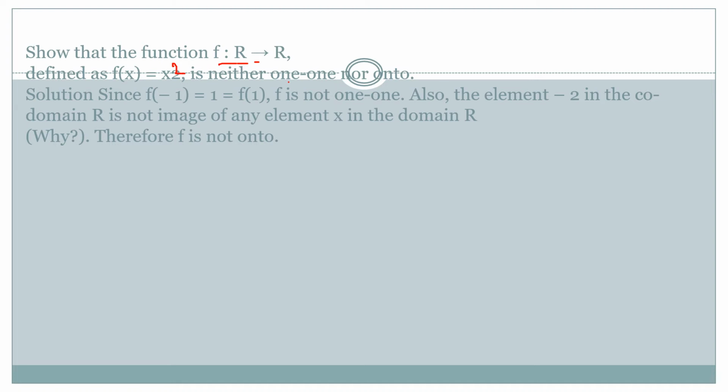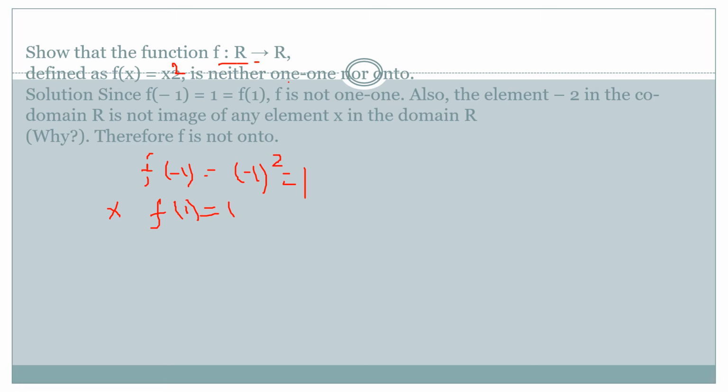What is the image of minus 1? f of minus 1 will be the square of minus 1. And what is the square of minus 1? That is 1. What is the image of 1? That is also 1, because the square of 1 is 1, right? So these two elements have the same image, therefore this function is not 1-1.